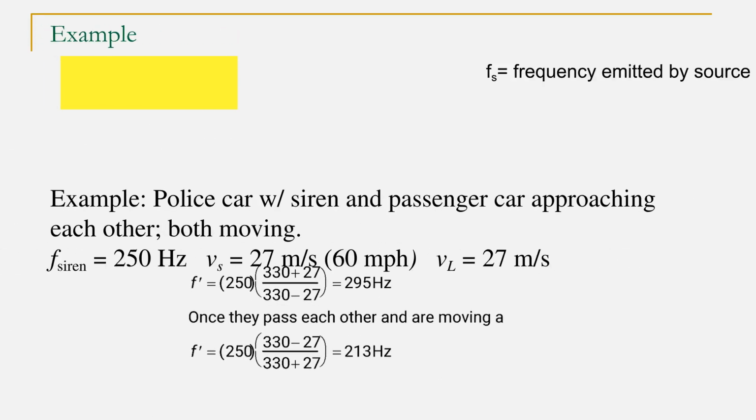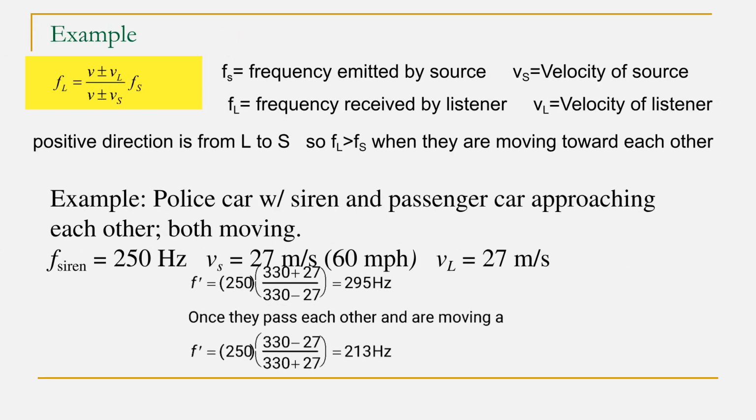Here is an example. A police car with a siren and a passenger car are approaching each other, both moving at 27 meters per second. The siren frequency is 250 Hz. We would use the Doppler formula to calculate the observed frequency.